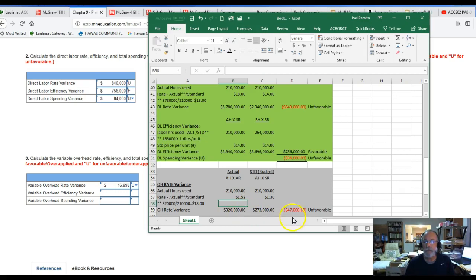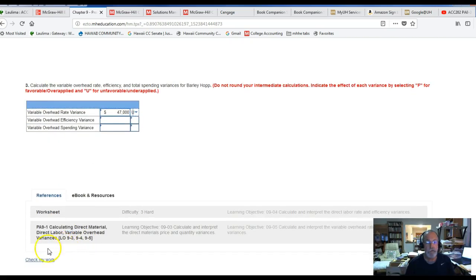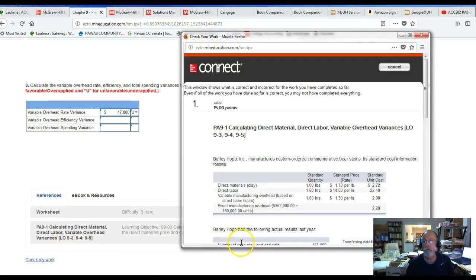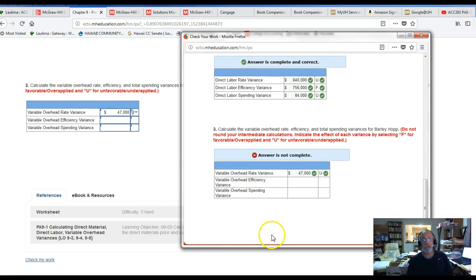Okay, that actually changed the amount by $2. That's probably a rounding difference here. 47,000 unfavorable, and let's check that out. And now we're okay. We're off by $2. That was a rounding difference.